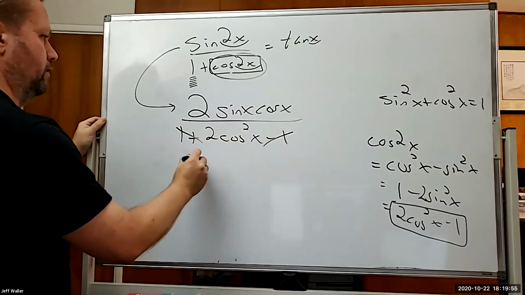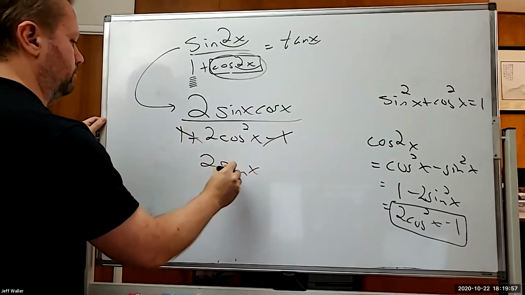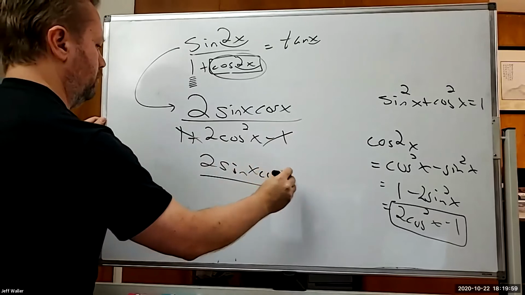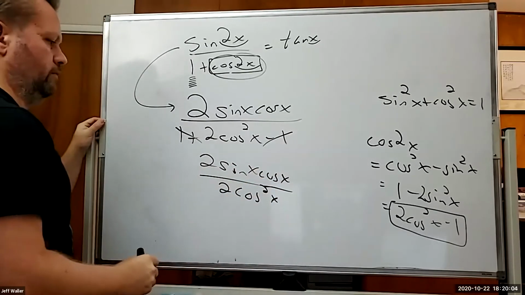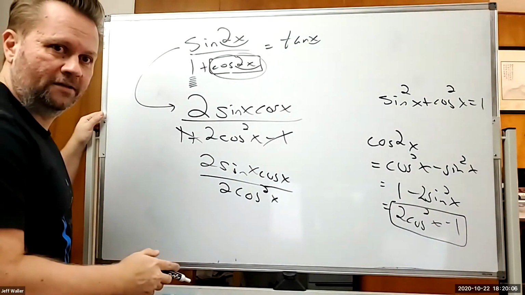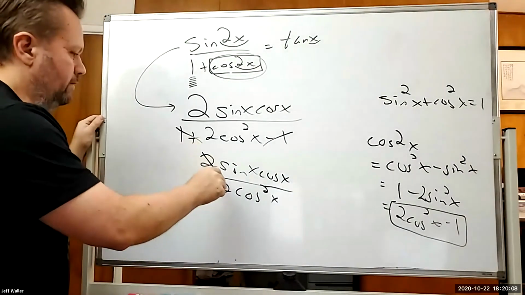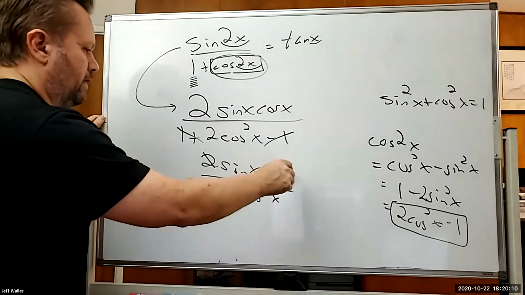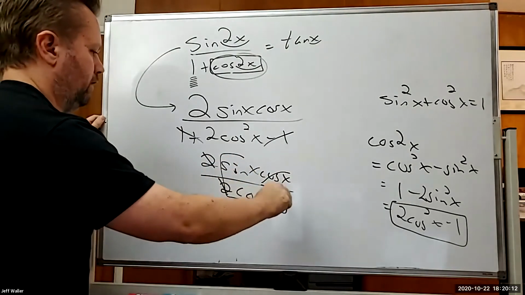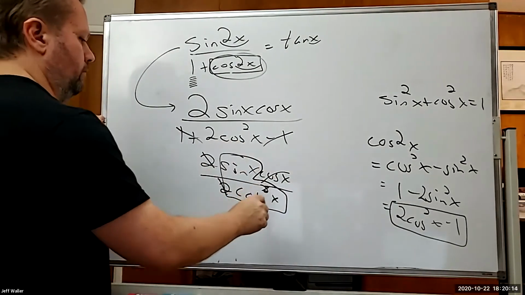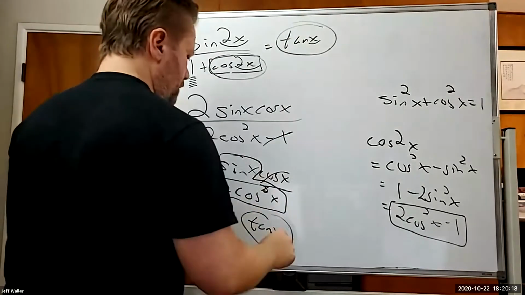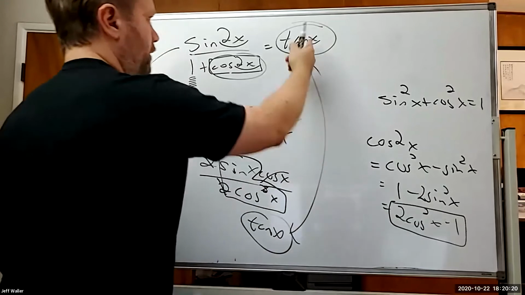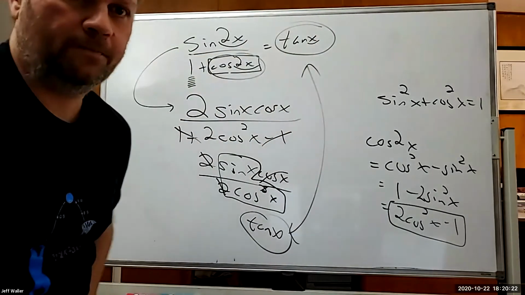So now what happens? The 1s die. We're almost there now, right? The 2's die. One of the cosines dies. And what's sine x over cosine x? Tangent. And now, we didn't even have to work on that side. There was really nothing to do on that side.